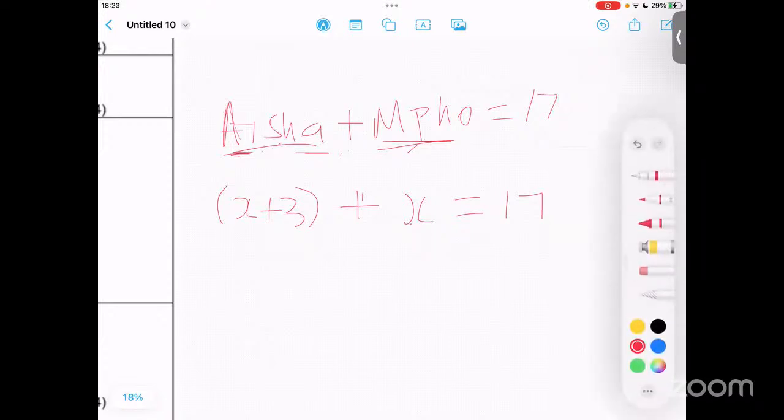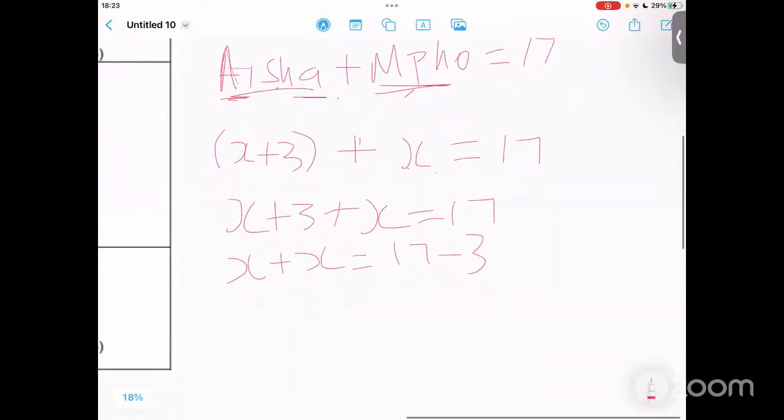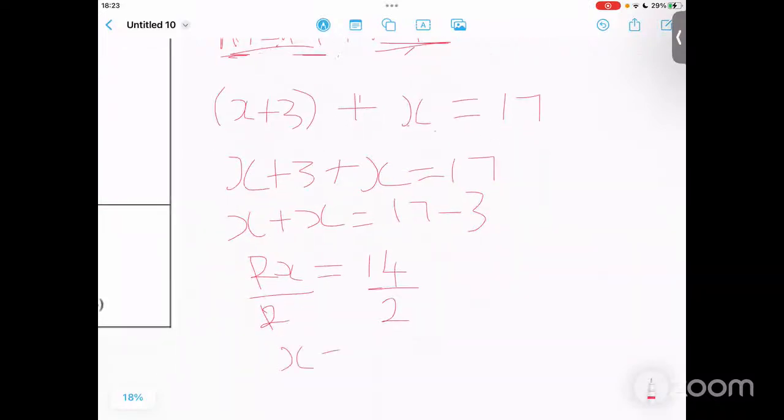So now let's see, we're going to have what? We're going to have X plus 3 plus X is equal to 17, and then our X plus X equals 17 minus 3. Okay, minus 3. And we have 2x being equal to, what is 17 minus that? Is it 14? 14. And then we're going to divide it by 2 because we want to cancel the 2. So this is going to cancel that, and x is going to be equal to 7.